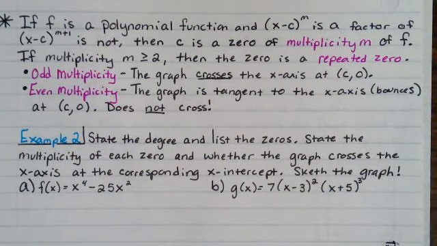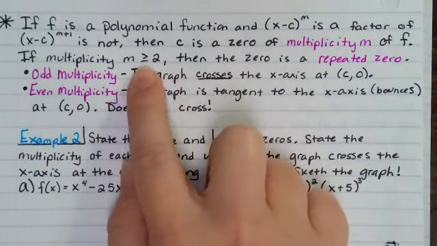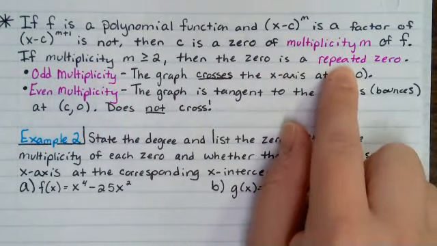So what can happen sometimes is you can have a zero kind of repeat itself, and that is honestly fairly common. If a zero repeats itself, then we say that it has a multiplicity of whatever that is. Okay, so you'll see, if multiplicity m is greater than or equal to 2, then the zero has a repeated 0.